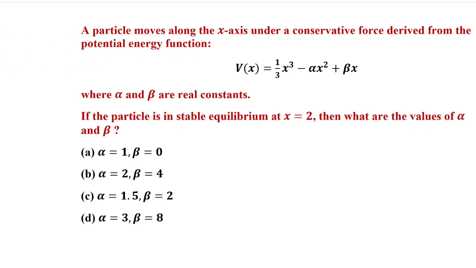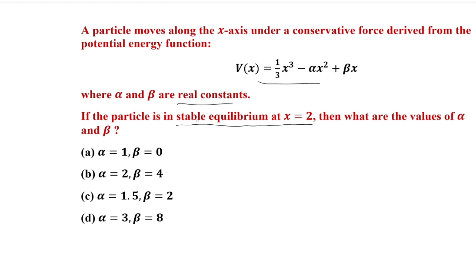So the next one is: a particle moves along the x-axis under a conservative force derived from the potential energy function V of x is equal to 1 by 3 x cube minus alpha x square plus beta x, where alpha and beta are real constants. If the particle is in stable equilibrium at x is equal to 2, then what are the values of alpha and beta?